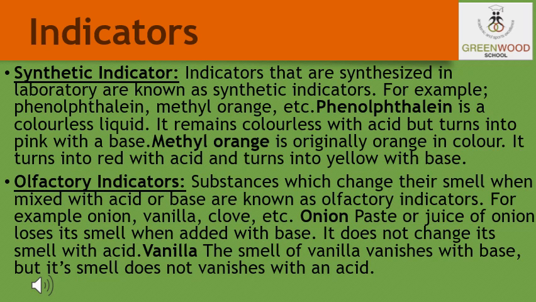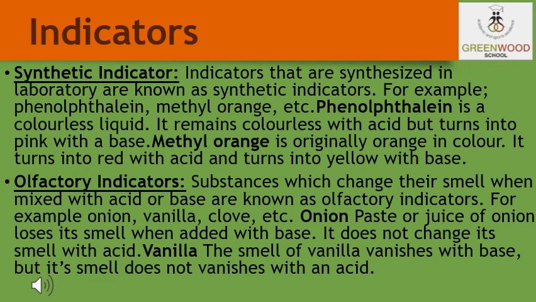Now students, let us discuss the other two indicators, that is the synthetic indicators and the olfactory indicators. Synthetic indicators are the indicators that are synthesized in laboratories, and they are known as synthetic indicators. For example, phenolphthalein and methyl orange. These are the two basic synthetic indicators.